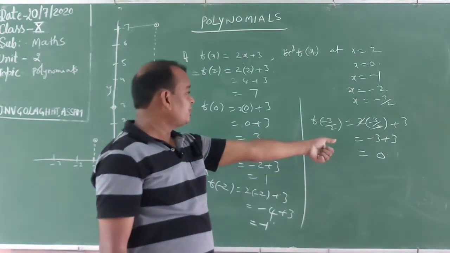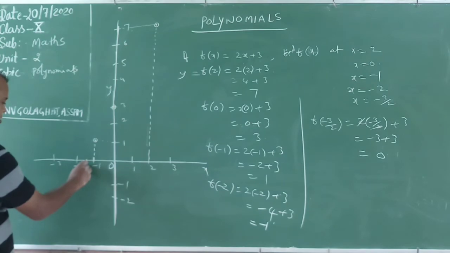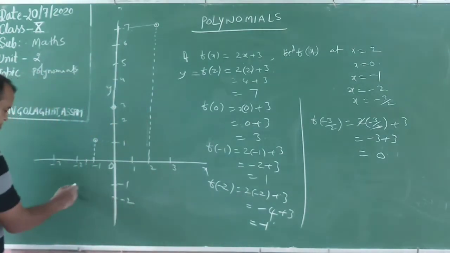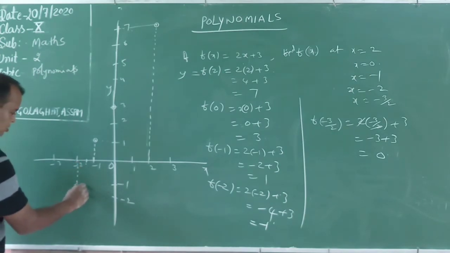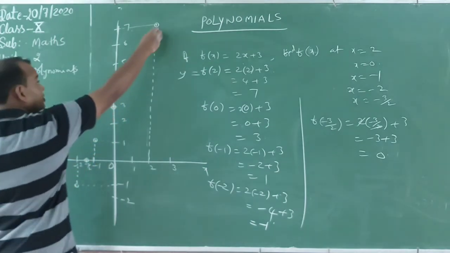X value minus 3 by 2. What happened? X value minus 3 by 2 means minus 1.5 here. Okay, this one, between minus 2 and minus 1. Minus 3 by 2 here. Minus 3 by 2 means y is 0, means it lies on the x-axis. Now adding these ones.